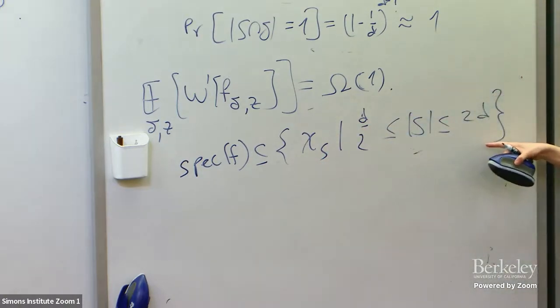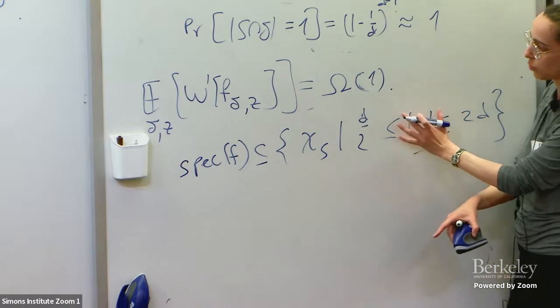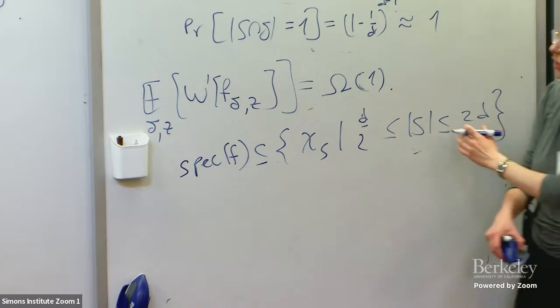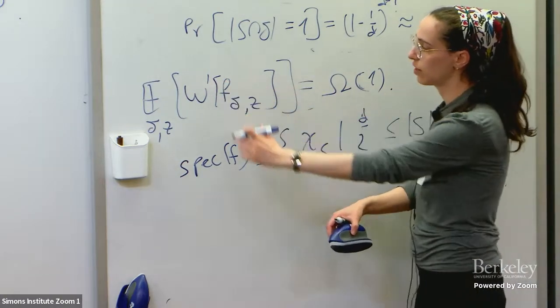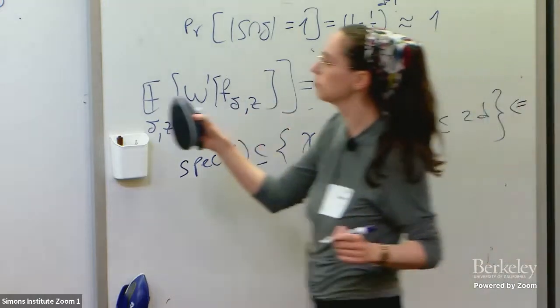And we can even let the function have some weight outside of these levels. If we have just at least constant weight on the levels between d half and 2d, then when we restrict the function and look at the level 1, we'll have at least constant weight there. And we are going to use this kind of functions. And I'll just say why it makes sense to think about them.